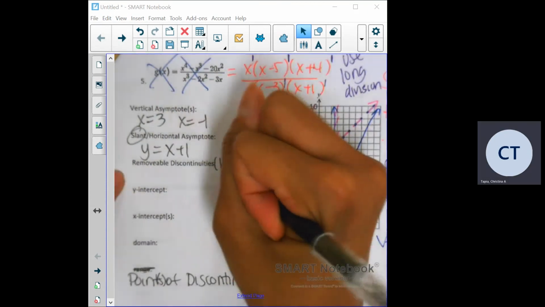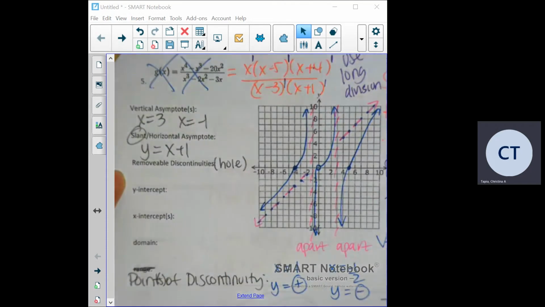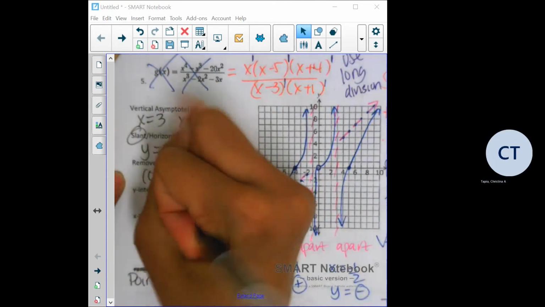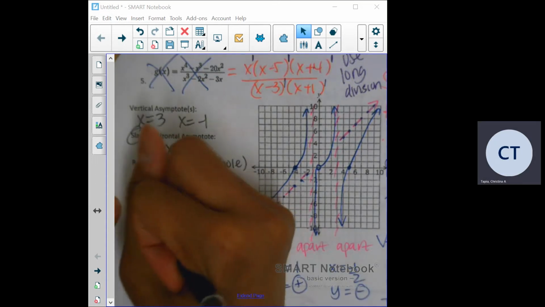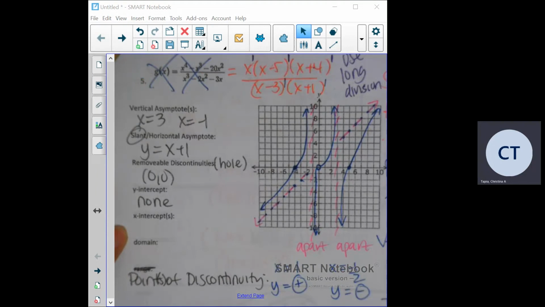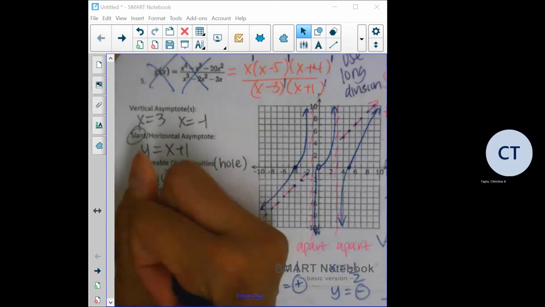Removable discontinuity means a hole. Do we have a hole here? Where? Do we have a y-intercept? Be careful. No, we don't. There's none. What about an x-intercept? Okay, we don't use the origin, but what can we use?